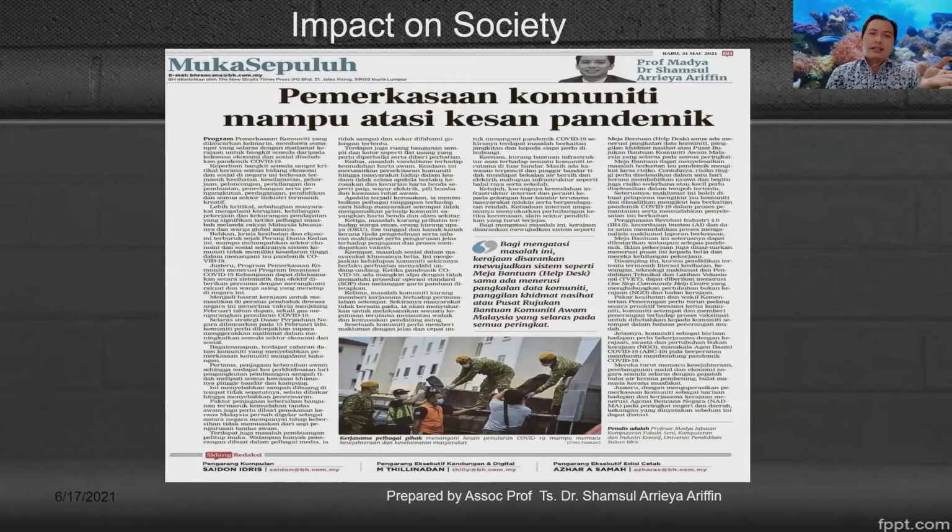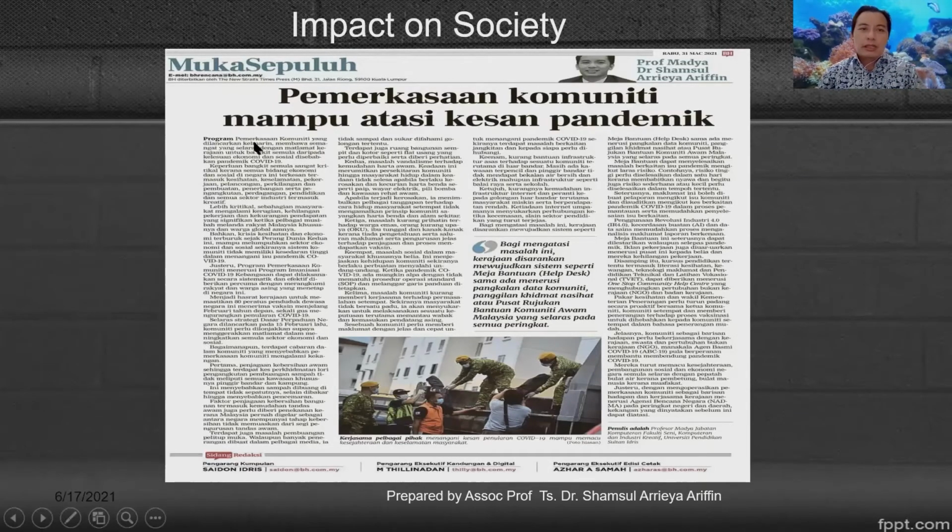And then at another part is the rencana. Rencana also is a very important part. So when I first got published in muka 10, this is actually on pemerkasaan komuniti mampu atasi kesan pandemik. So this is some sort of the anchor of the page during that day.